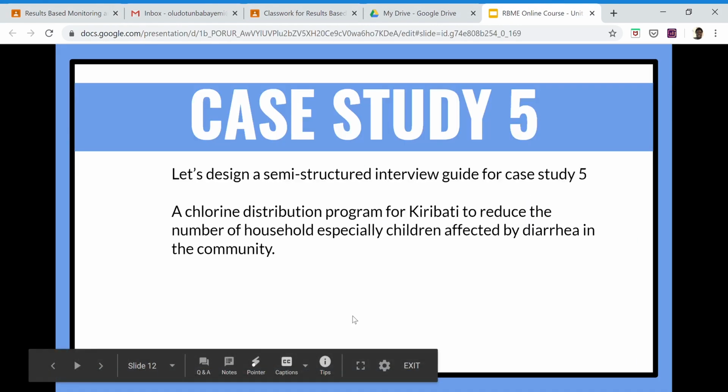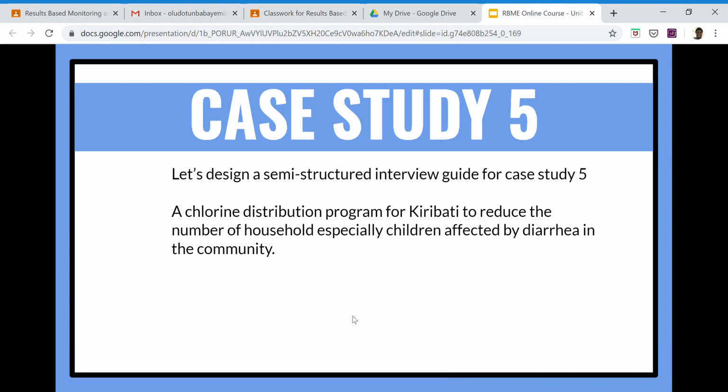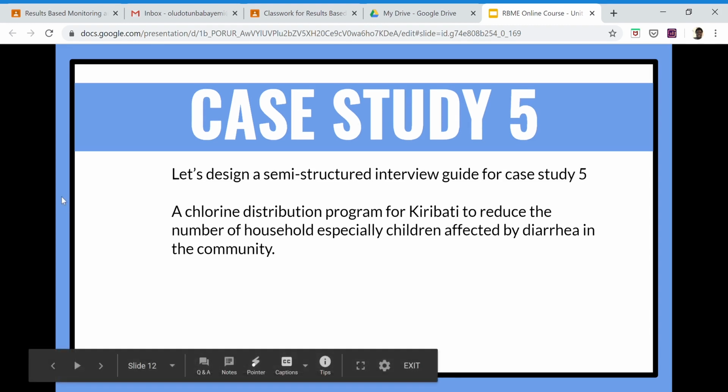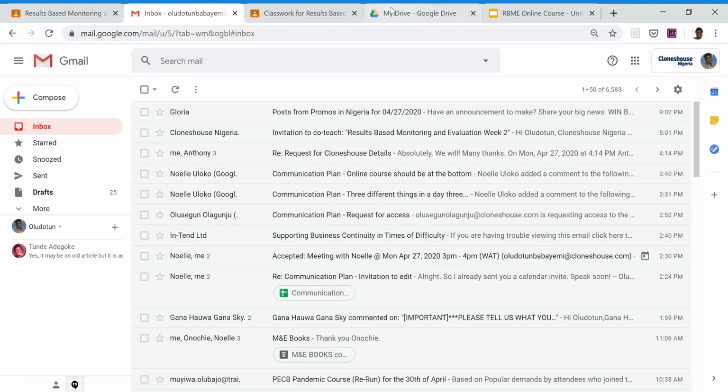And on that note, we will move towards developing a semi-structured interview guide for our case study 5, which is the Global Distribution Program for Green Party, with the objective of reducing the number of households affected by diarrhea in the community. So just a little bit of framework, not like we're going to get deep into the interview guide and all that. So let me see how to proceed.